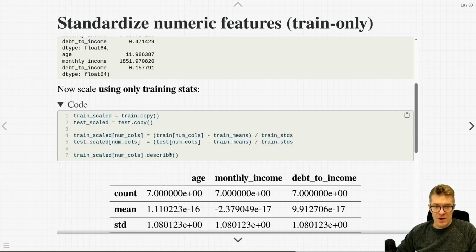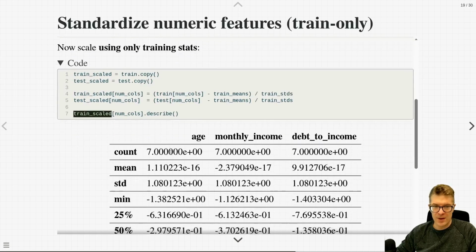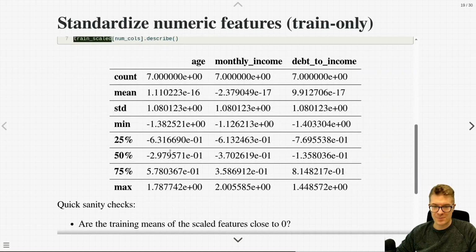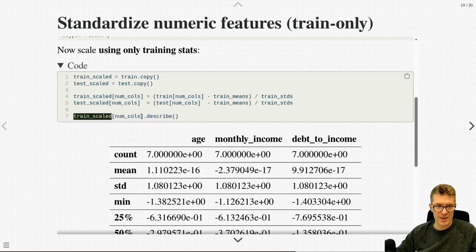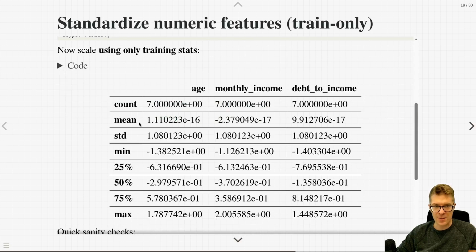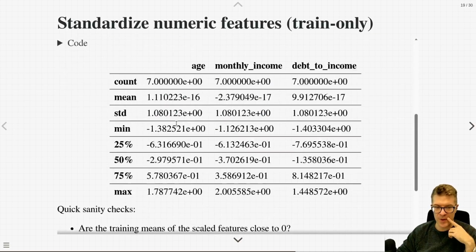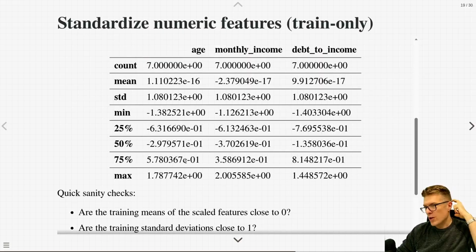And then, here we go, just to take a look at things again, I take the scaled training data and describe it. That's what I get over here. Again, the describe function gives me some high-level statistics, which you saw a moment ago. So some quick sanity checks. We know that if we're doing z-scaling, the average should be 0 by definition, and the standard deviation should be 1 by definition. Is that the case? Are the training means of the scaled features close to 0? Are the training standard deviations close to 1?